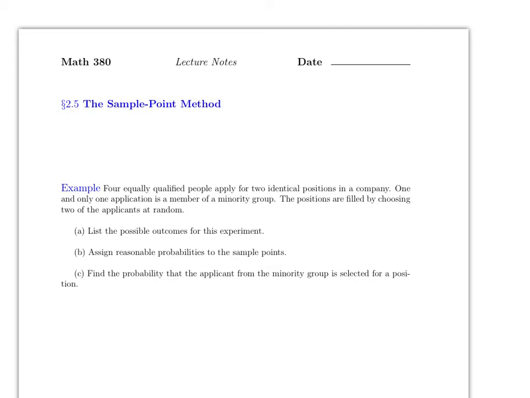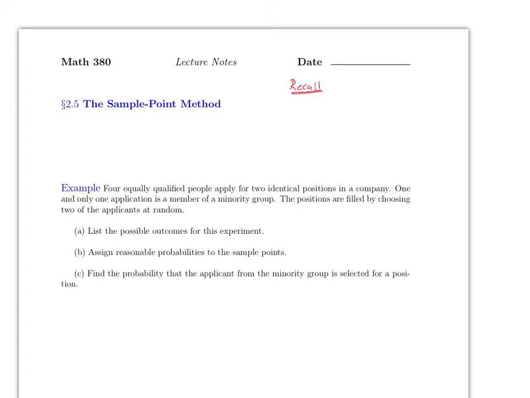Hello everyone. This video covers sections 2.5 to 2.7 from the textbook. So we're going to start with section 2.5, which is called the sample point method. And this is just a continuation of section 2.4. Remember, in section 2.4, just recall this, because this is the basis to everything we're going to do right now.